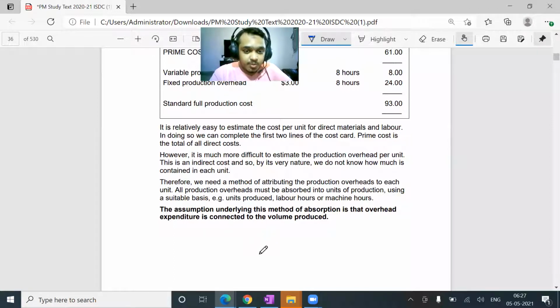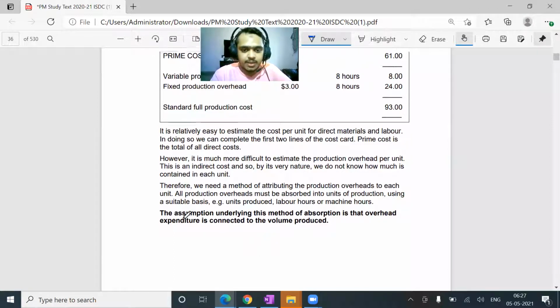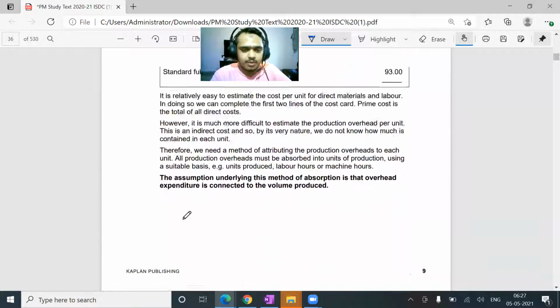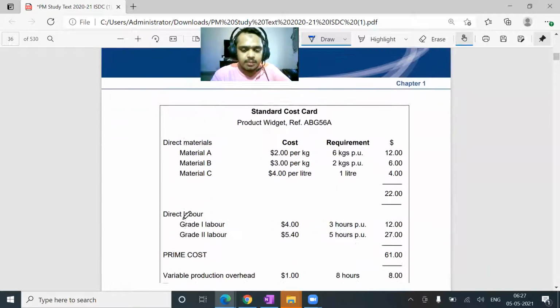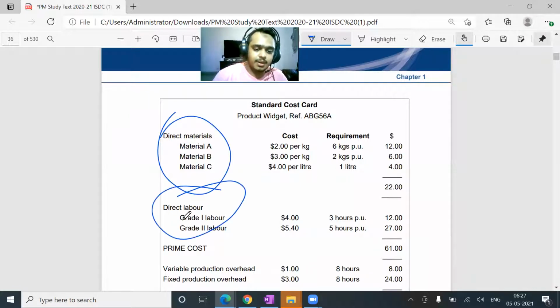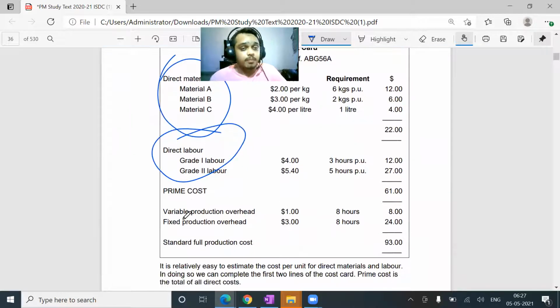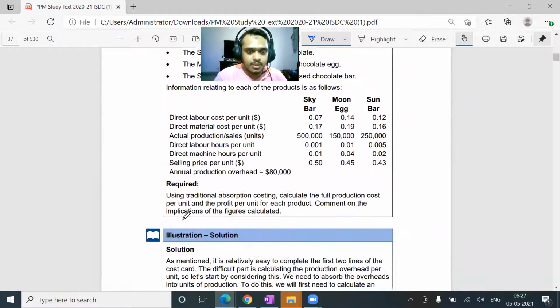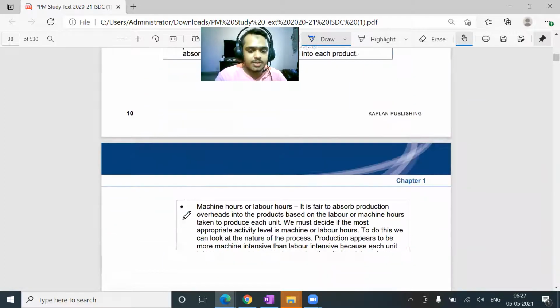So for this, if you have watched this video till here, I hope that I've covered all things, but this is just a cost element, cost card actually. As I said, it starts with the direct material, then direct labor, it becomes your prime cost, and then goes on towards variable, fixed cost. You have your full standard cost ready. Moving forward, there's an illustration. We'll be doing this illustration in the next one.